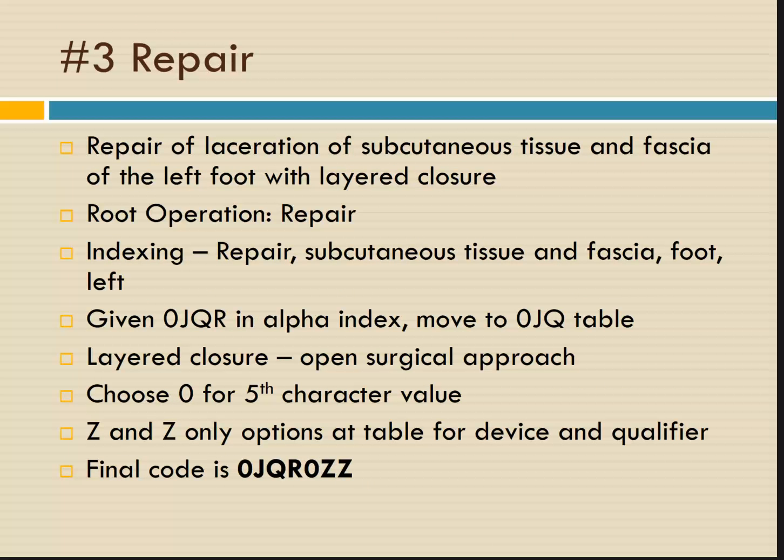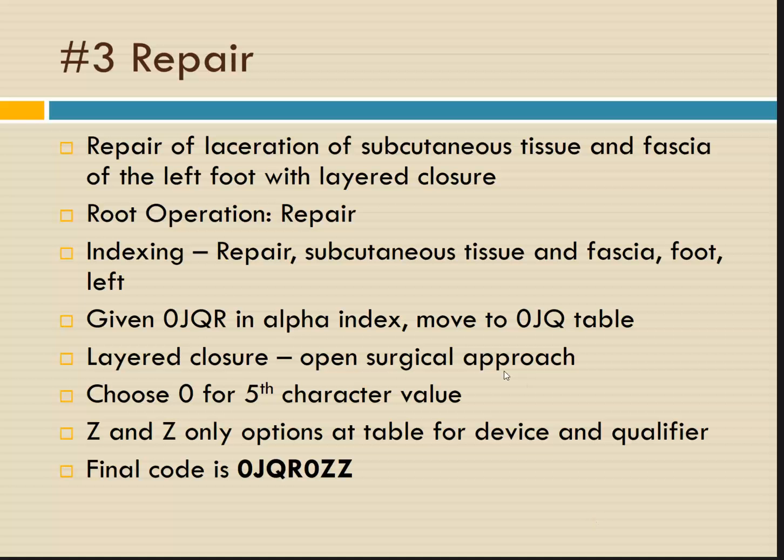The next one, number 3 in your textbook, is repair of a laceration of the subcutaneous tissue and fascia of the left foot with a layered closure. The root operation, based on what we have, is going to be repair. We're going to index repair, then subcutaneous tissue and fascia, then foot, and then left. We're given 0JQR in the alpha. Again, we move to the 0JQ table.